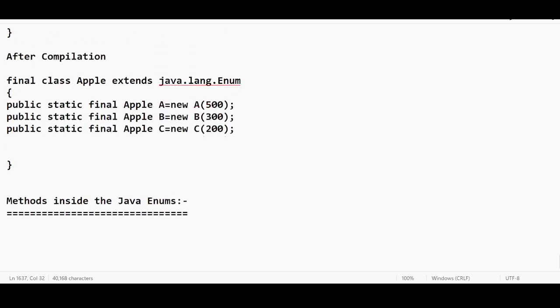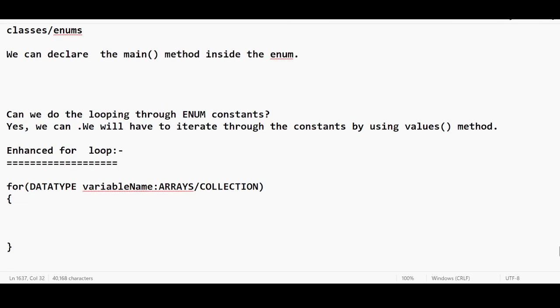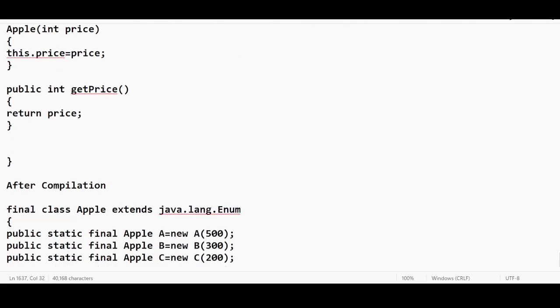So far we have discussed the enum declaration. Why one has to go for enums? Can we declare the main method inside an enum? And how constants can be represented with the help of enums. These are the discussions that have been happening for the last 2 sessions. So we will understand today some methods which are really important for the interview room.